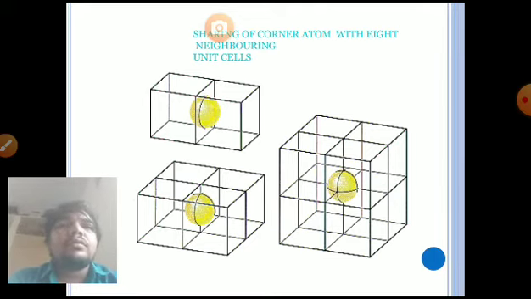Sharing of corner atoms with 8 neighboring unit cells.